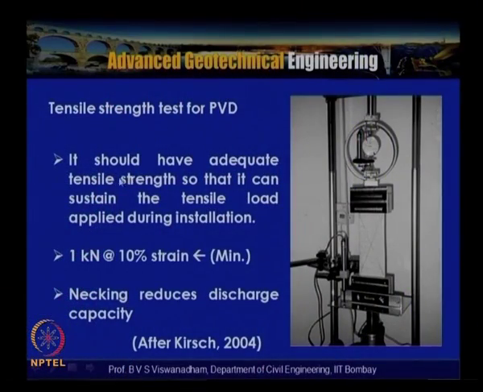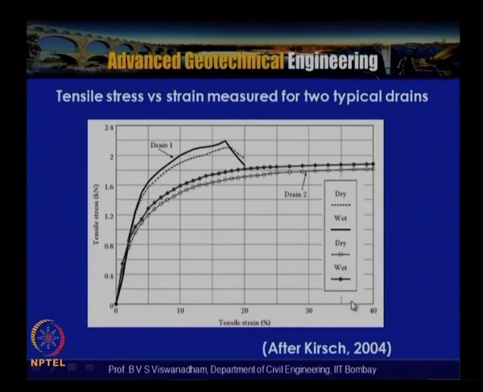Similarly, this is the tensile strength test for the PVD. It should be noted that the tensile strength should be such that it can sustain the tensile load applied during installation. A minimum of 1 kilonewton is required at 10% strain, and necking reduces the discharge capacity, so necking should be avoided. This is a typical constant rate of elongation test for the combined PVD. This is the typical tensile stress-strain curve measured for two typical drains.